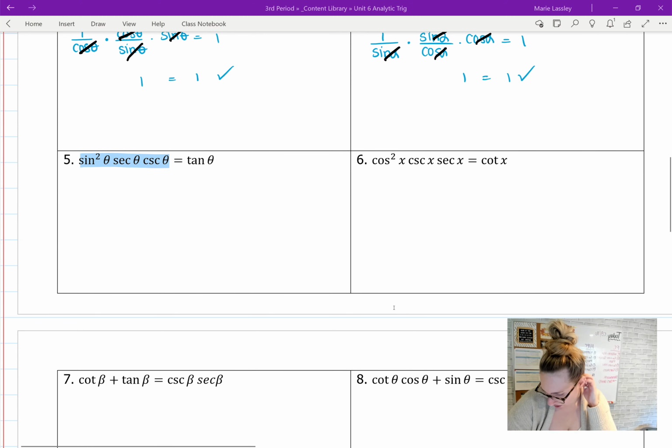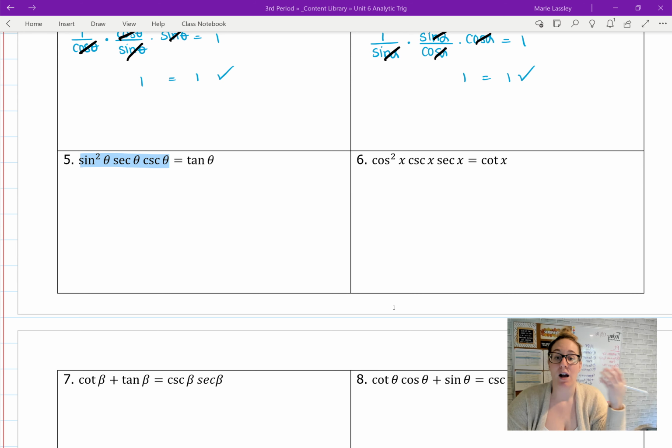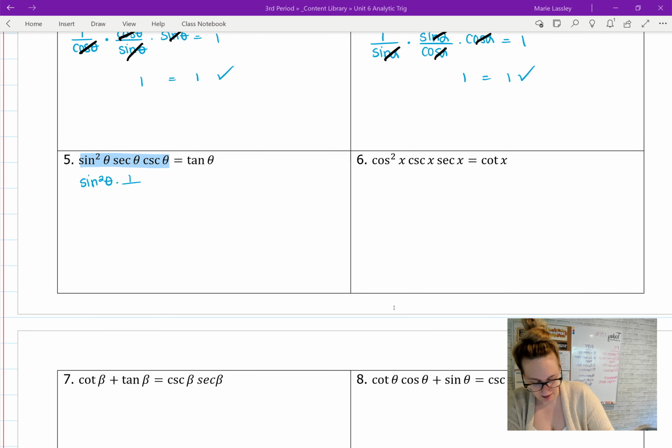Okay. So again, it's helpful to write stuff in terms of sines and cosines. So I have sine squared. Secant is 1 over cosine. Cosecant is 1 over sine.